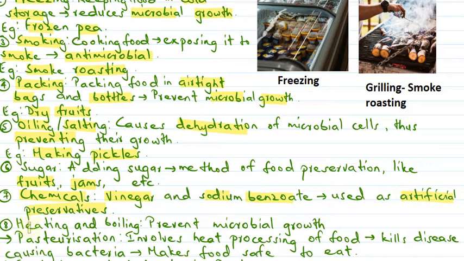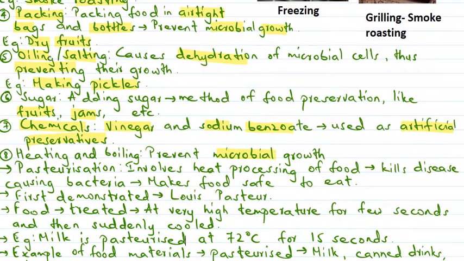Then the next method is heating and boiling. Heating and boiling prevents microbial growth because most of the spoilage causing microorganisms do not grow at extreme temperatures. However, there are certain exceptions.